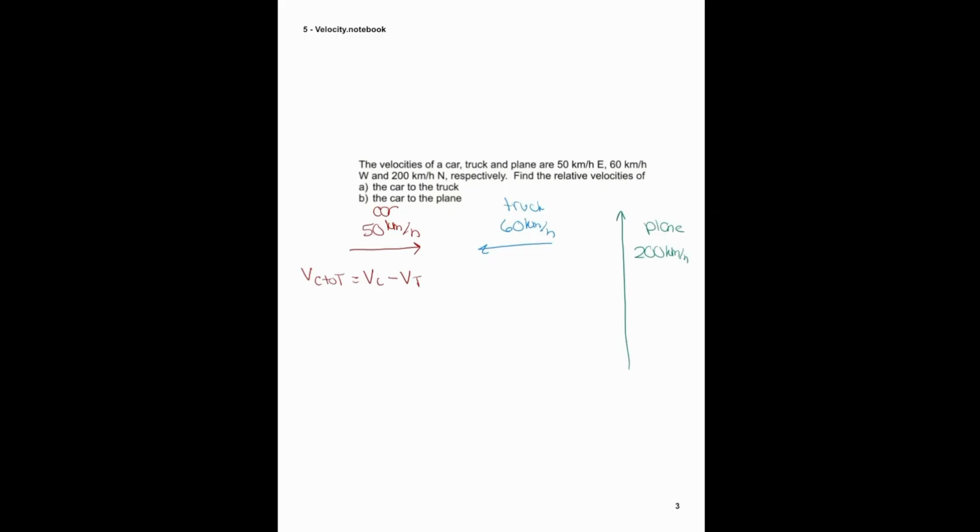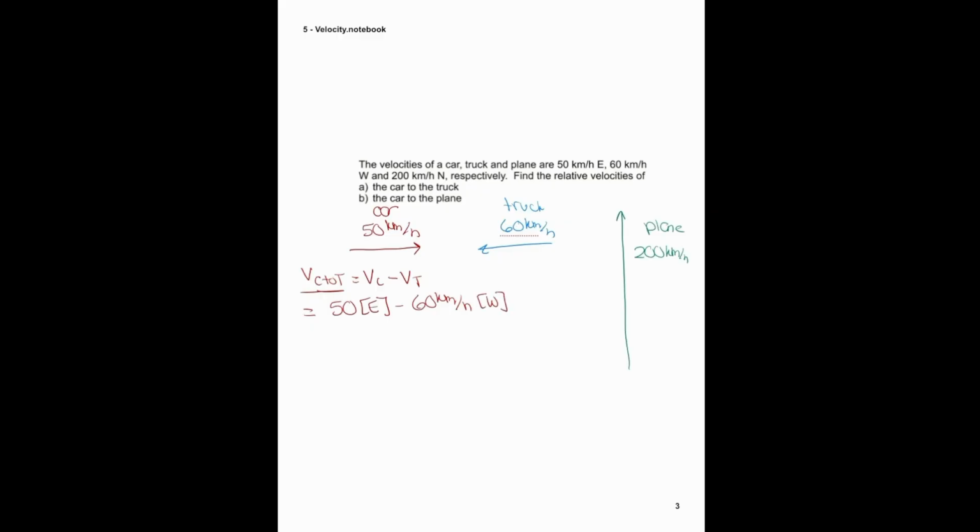Or the other way you can think about it is the physics way of thinking about it in terms of direction. So if I'm setting east as positive, west will be negative. And so if I'm adding vectors, they have to be going in the same direction. They have to be relative to each other. So I have the velocity of the car relative to the truck. That's what I'm figuring out. Well, my car is going 50 kilometers an hour east. My truck is going 60 kilometers an hour, but it's going west.